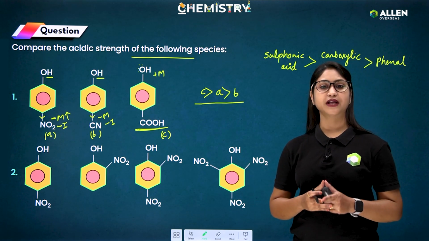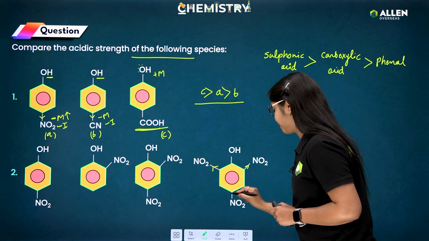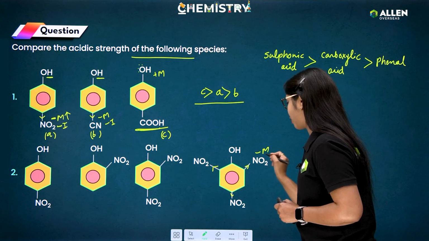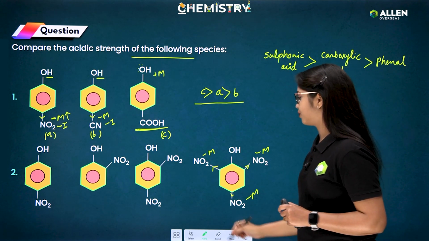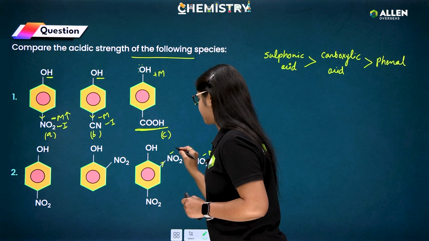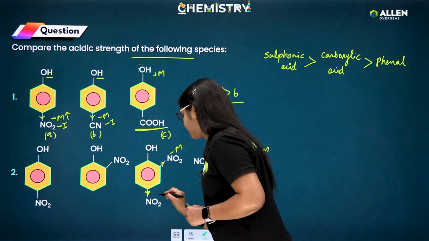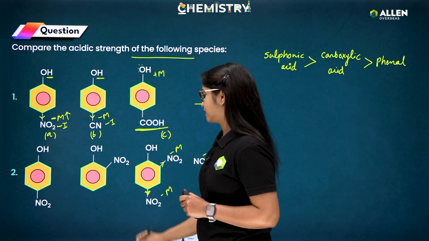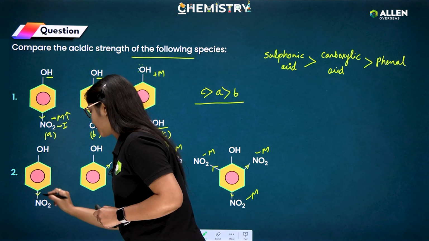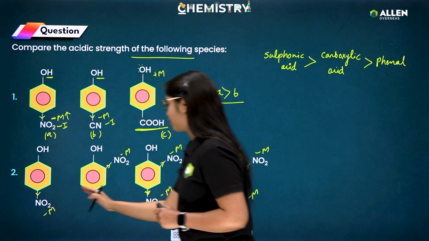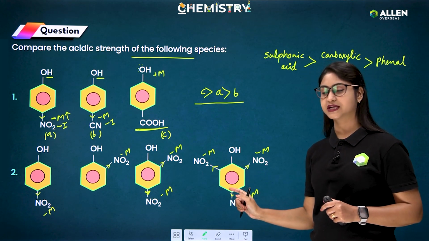So we know the nitro group is a highly electron withdrawing group, and all are showing minus M effect. At ortho and para positions, they show minus M effect. Here also minus M effect, and minus M effect. So in these 4 compounds, I can say the fourth one will be most acidic.